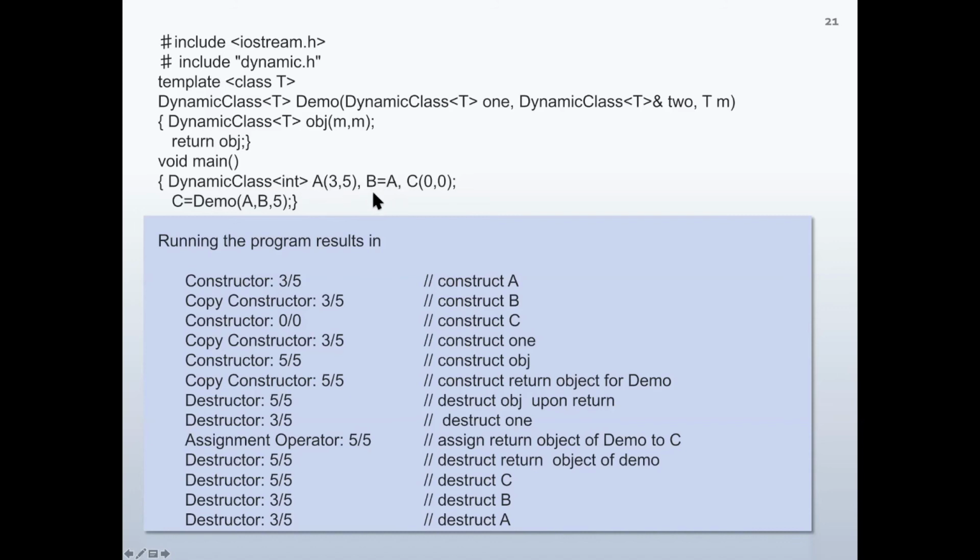And then there is a declaration of B, which is initialized with A, so there is a call to the copy constructor. And C is declared here, and it is initialized with 0 and 0. There is a call here to the constructor. And then there is an assignment to C. Here there is a call to demo with parameters A, B, and 5. Whatever is returned from demo is assigned to C.